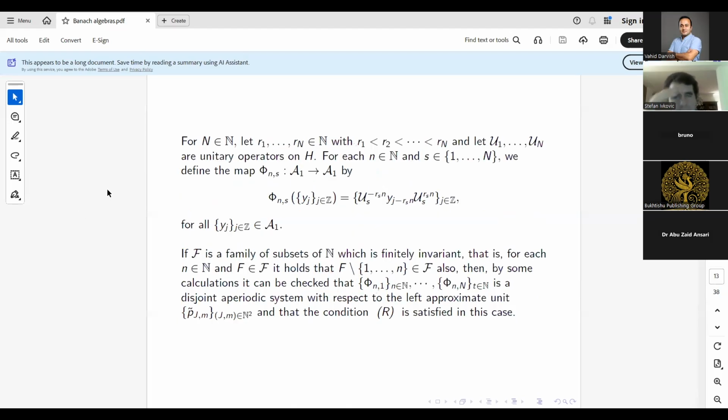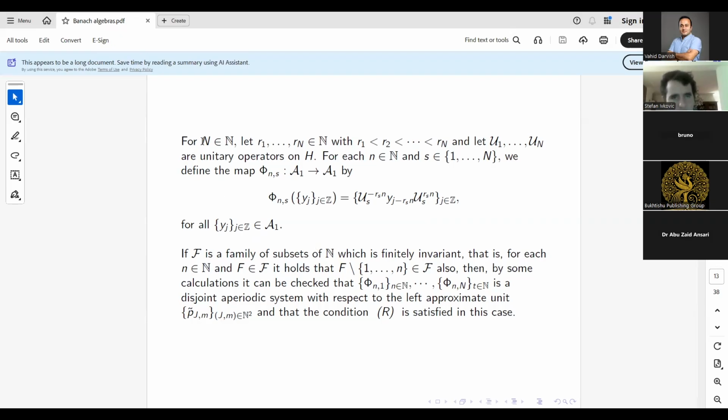And now, what should be our families of these isometric isomorphisms? Well, roughly speaking, they should be non-weighted shifts, but not completely non-weighted. We are going to weight these shifts by some unitaries. So then nothing happens in the norm. It is still an isometry, and it is a shift, and it is easily checked that it is disjoint aperiodic when you consider this family of infinite subsets of N. But let me read it more precisely.